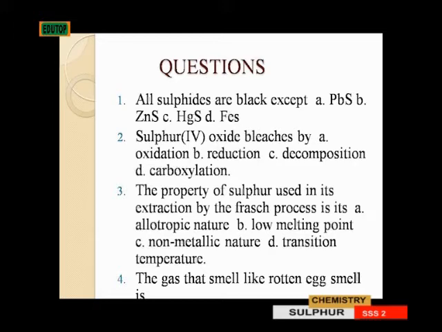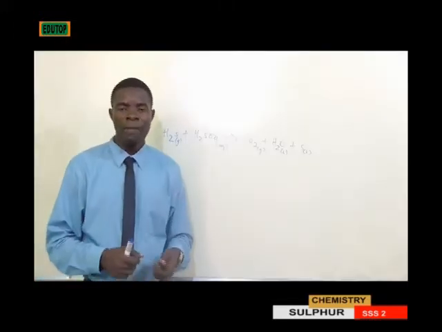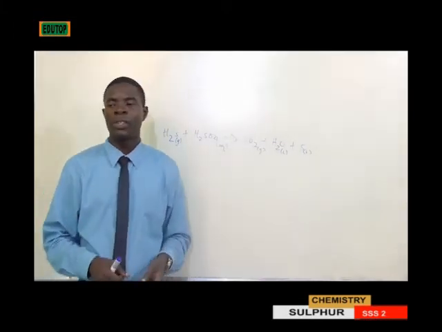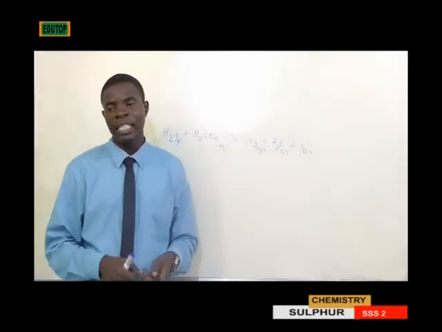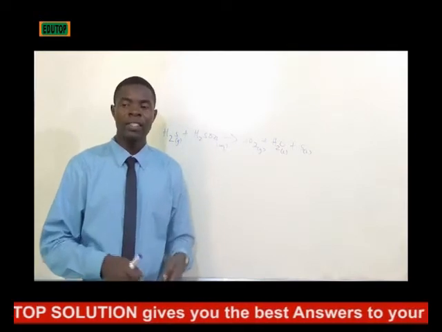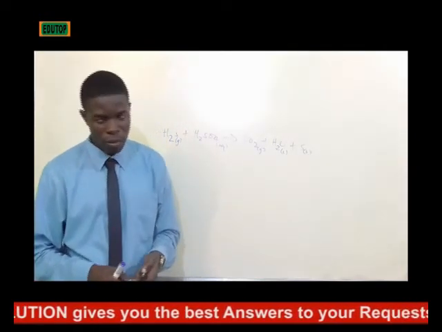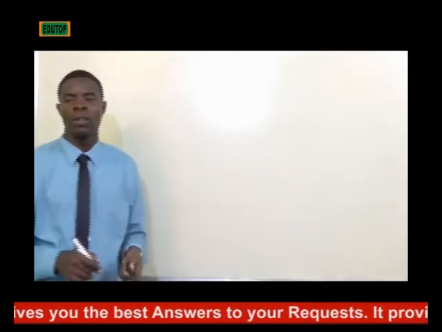4. The gas that smells like rotten egg is dash. 5. The substance formed when sulfur(IV) oxide is passed into water is dash. Answers to the questions. Question number 1.